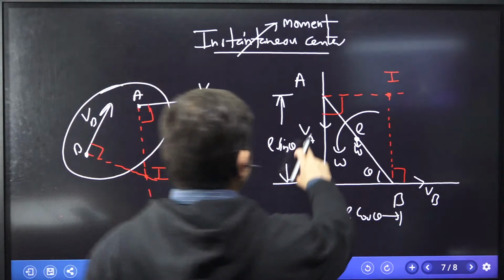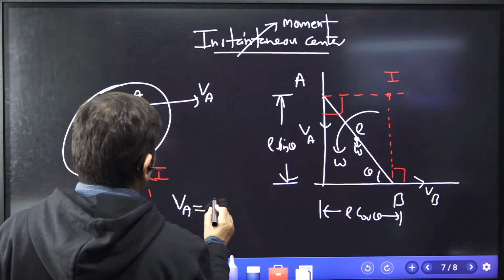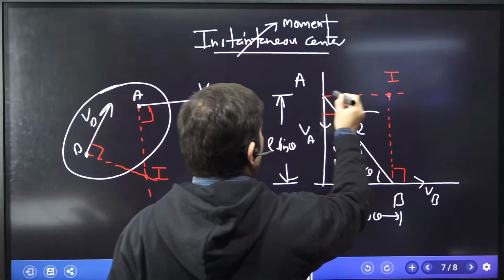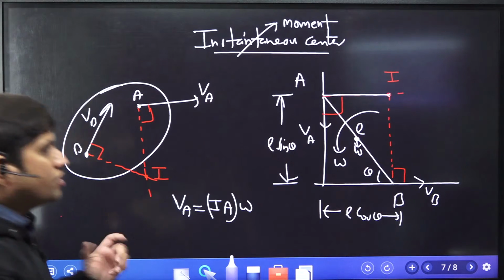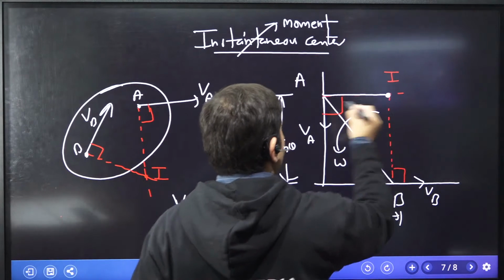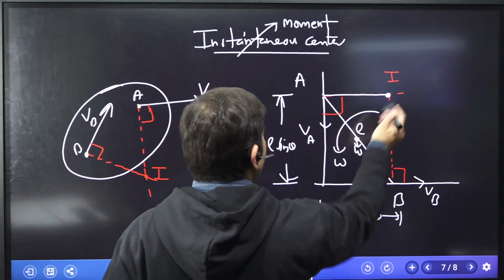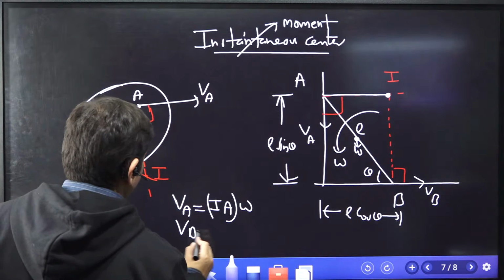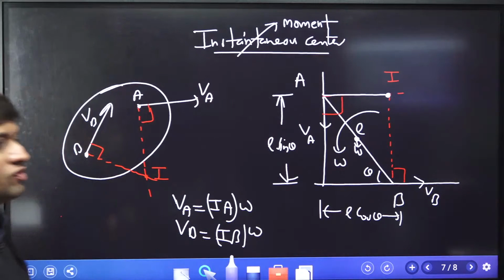Now can you tell me what is VA? Yes, VA is equal to IA into omega. What is IA? The distance from I to A is IA. Why am I saying IA? Because if this is the center, VA is the peripheral velocity, omega is the angular velocity, so omega into IA is the VA. And what is VB? VB is IB into omega. So VA and VB can be calculated like this.